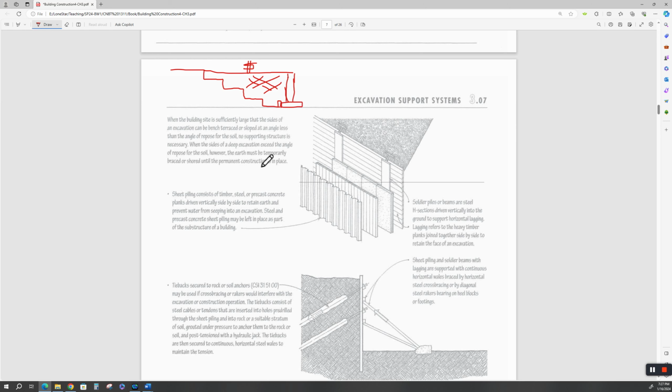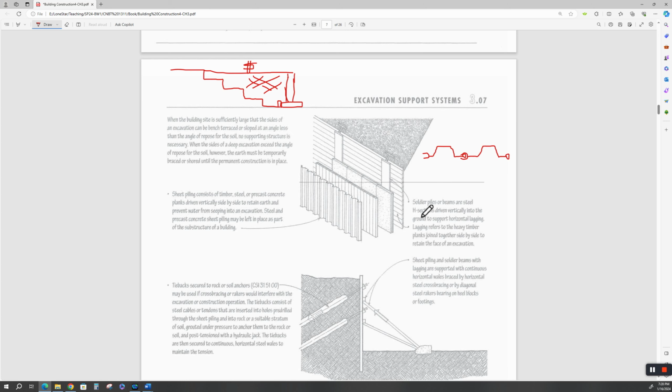All right. So it must be temporarily braced or shored. Okay. So if you can't bench it, then you've got to do shoring. And this is what shoring looks like. Now, you can do it with sheet piling, which are interlocking sheets that don't really give you a good detail here. But a sheet pile looks something like this. And they lock in place. And they're driven by vibratory or pneumatic or a hammer.